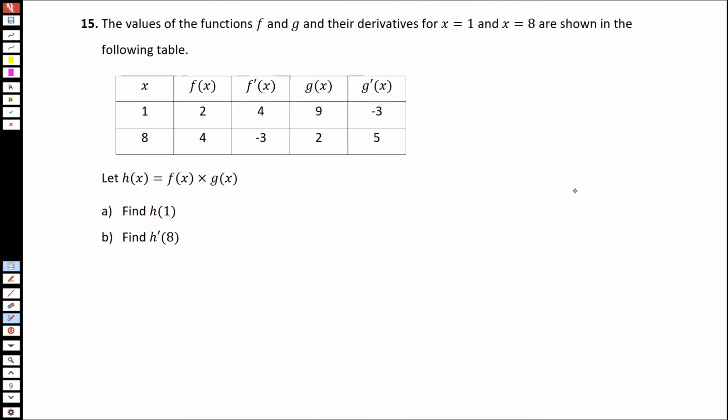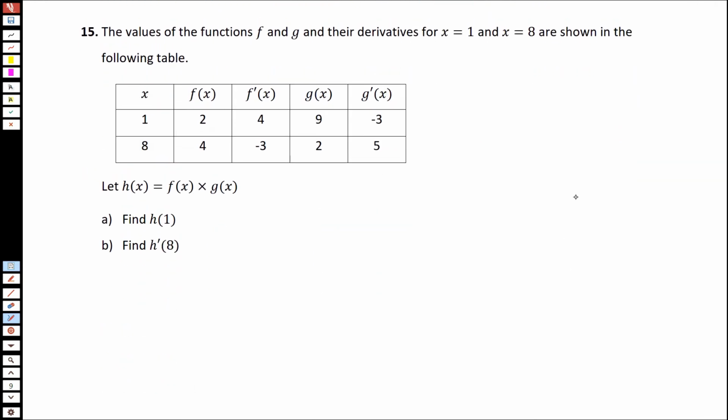Number 15, again, the table gives us the value of f and g and the corresponding derivatives at 1 and 8. Now, h of x is a product of f and g. The first question, they want us to find h of 1. So for part A, h of 1 will just be f of 1 multiplied by g of 1, and f of 1 is 2, and g of 1 is 9, which will be 18.